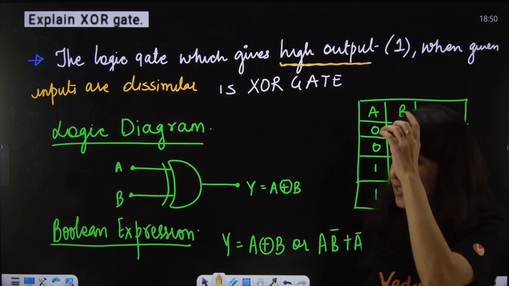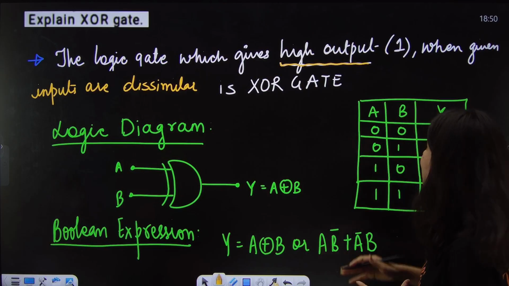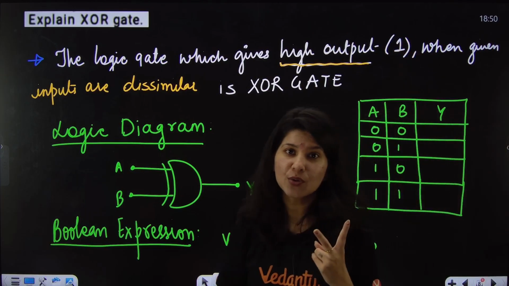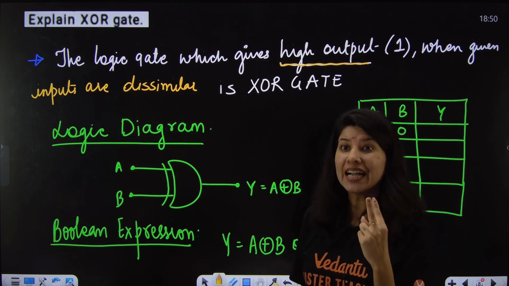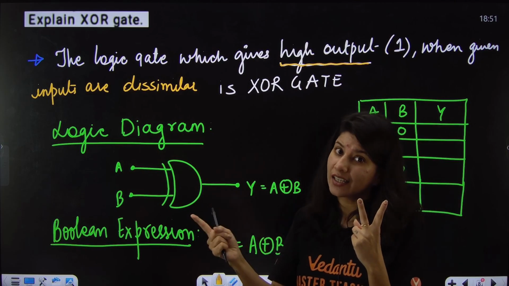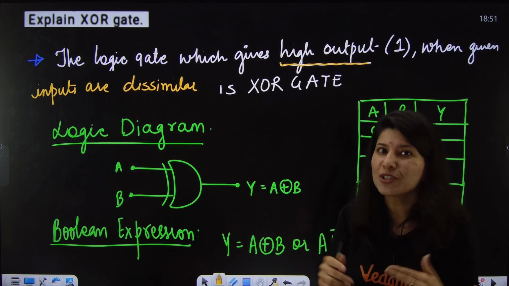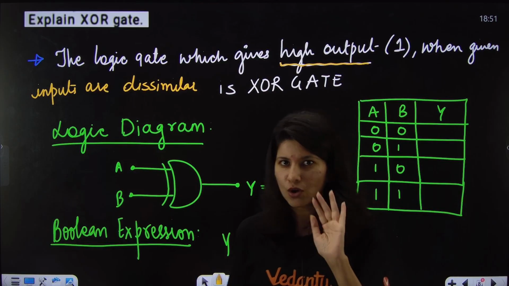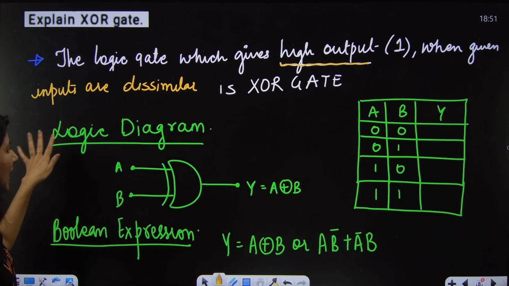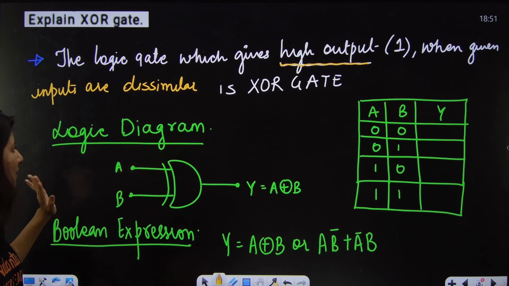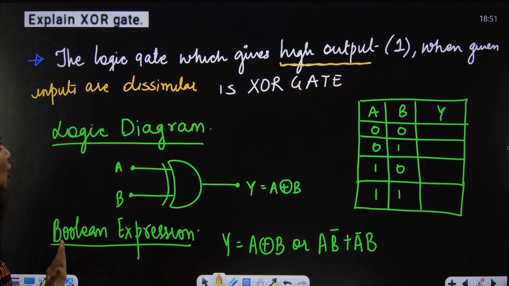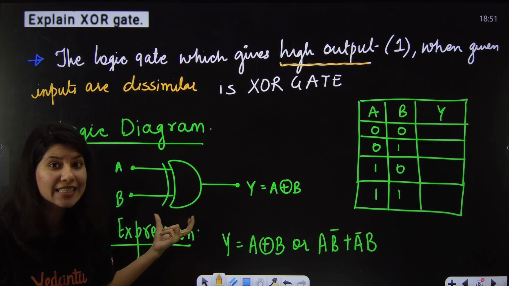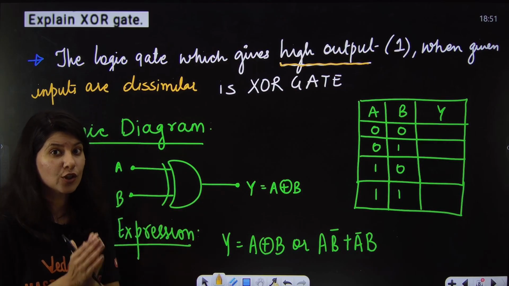So what they are saying is you will get 1 when the inputs, basically two inputs you have to give, are dissimilar. If both the inputs are dissimilar, then you will get high output. If both the inputs are similar, then you will get low output. Didn't get it? Hold on, I'll explain it to you. After that, you have to give the logical diagram. This is how your XOR gate looks. If anybody is showing you this symbol and saying this is the XOR gate, you will be alert.